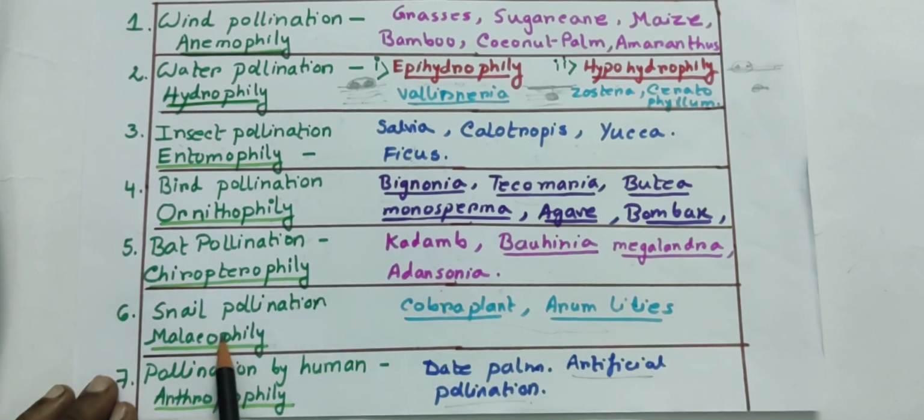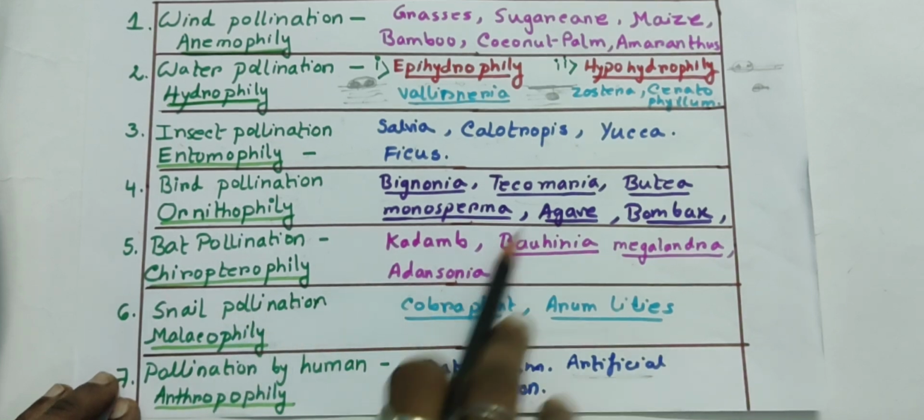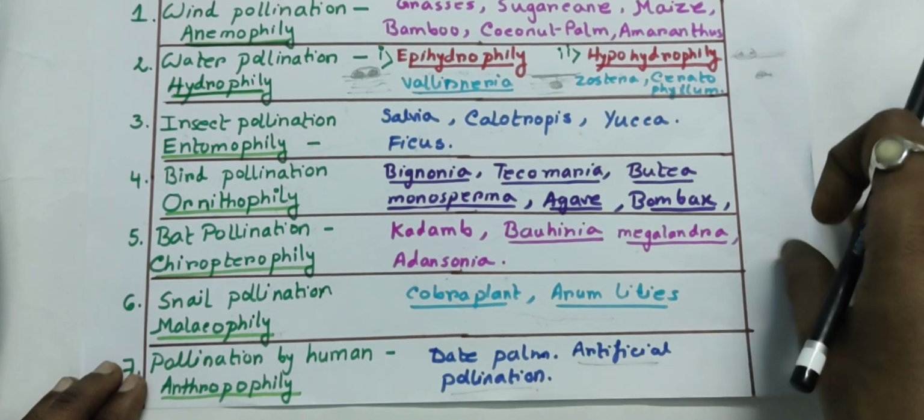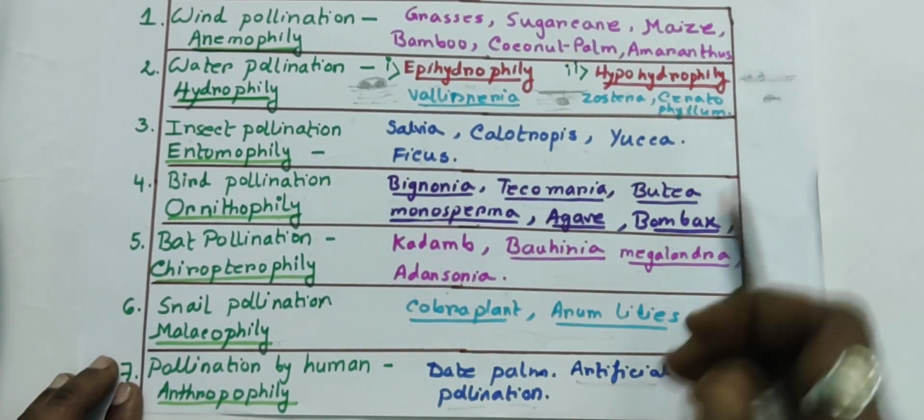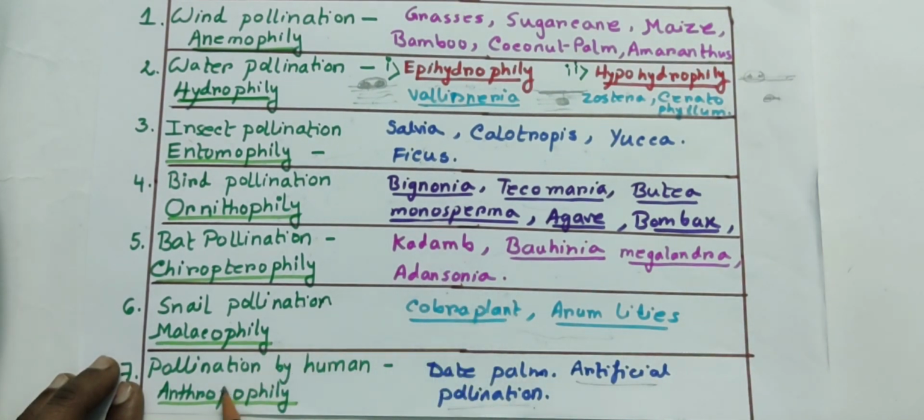Snail pollination is called malacophily, malacophilous flower. Examples are cobra plant, arum, lilies. These plants give shelter to the snail. That's why they help in pollination for those plants.